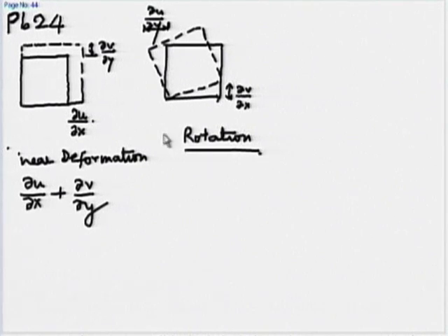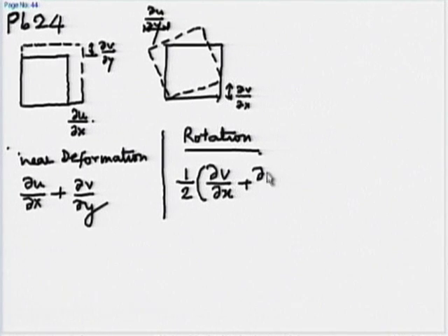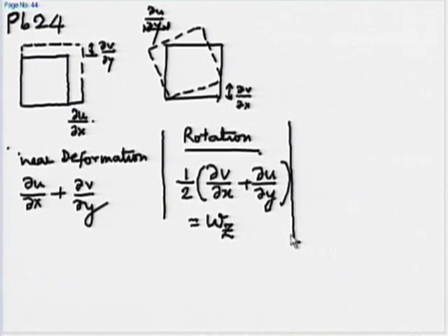So rotation, what is the direction of del v by del x? Net rotation is half of del v by del x plus del u by del y. This is the net rotation, omega z. This is equal to omega z. Is this minus? Plus. That is right, plus.